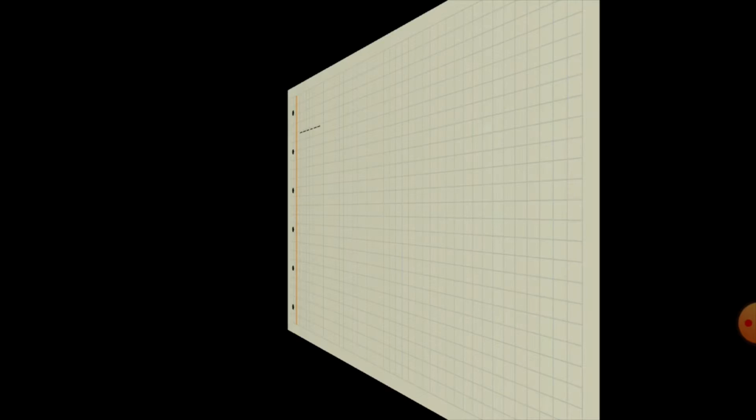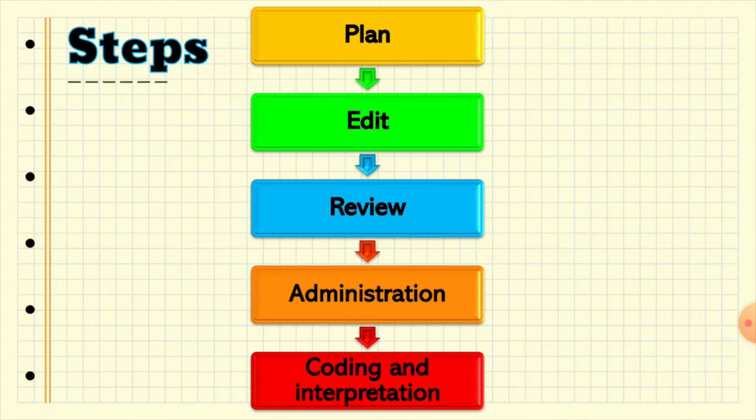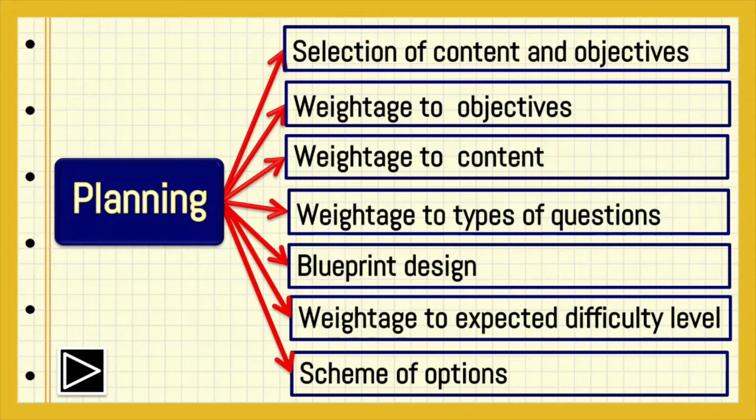Now, let us know about the steps of conducting an achievement test. These are planning, that is designing of the test, editing, reviewing, administration of the test, coding and interpretation of data received after conducting the test. So, let's move towards the first step, that is planning.